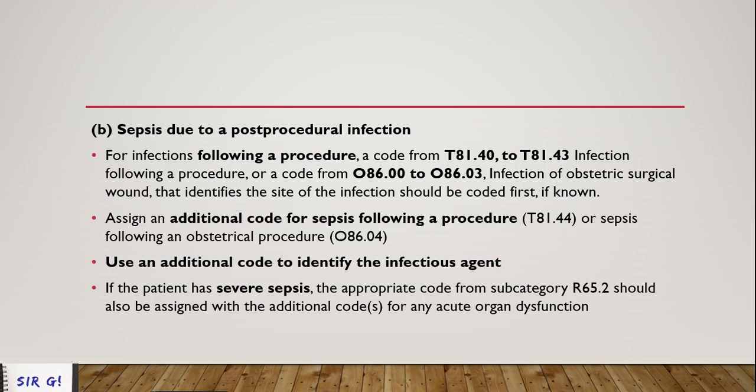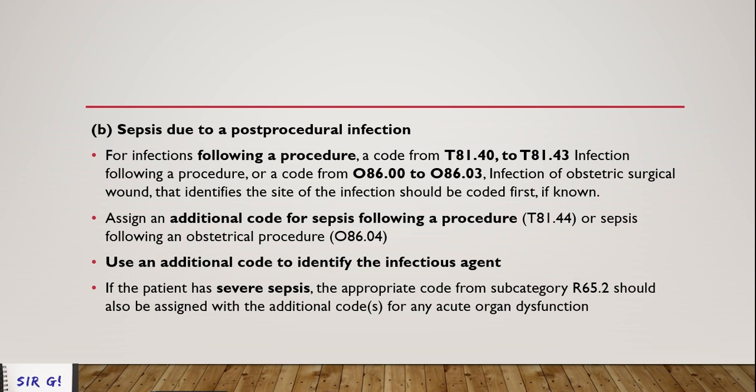post-procedural infection. Okay, sepsis due to post-procedural infection: your code for post-procedural infection or sepsis due to your post-procedural infection is T81.40 to T81.43. For our pregnant patient, you have O86.00 to O86.03. Assign an additional code for sepsis following the procedure or sepsis following the obstetrical procedure, and the additional code should always be your infectious agent if it's available.